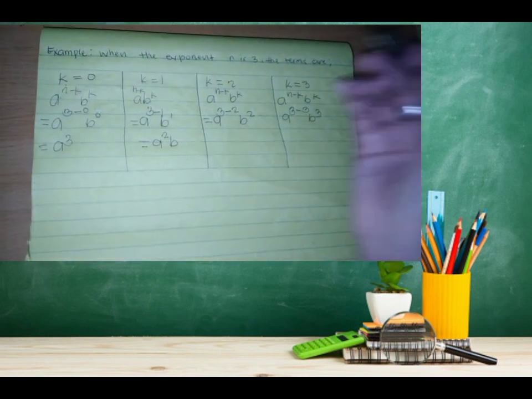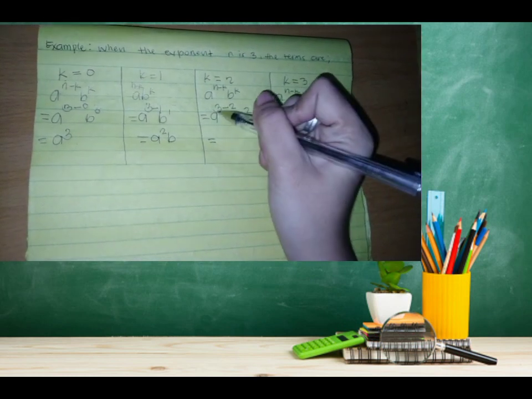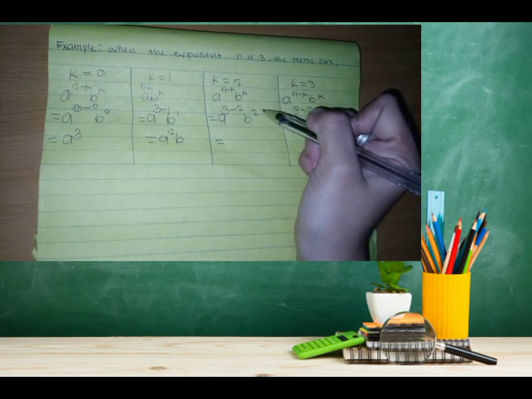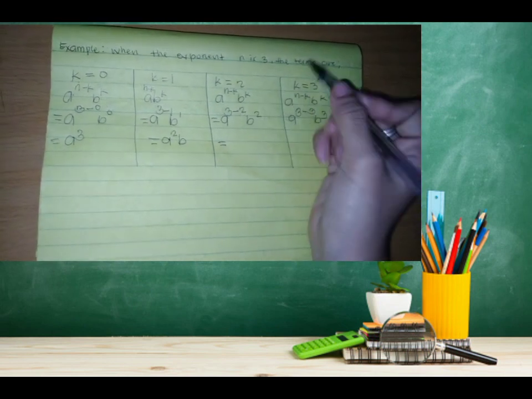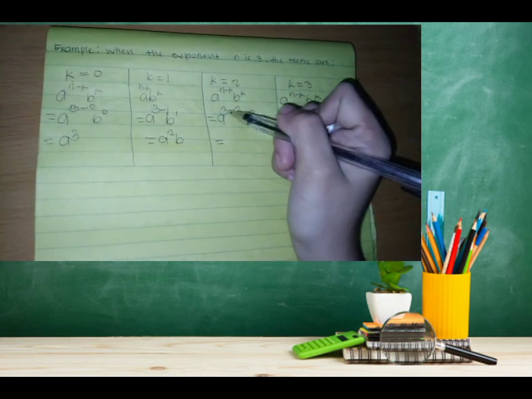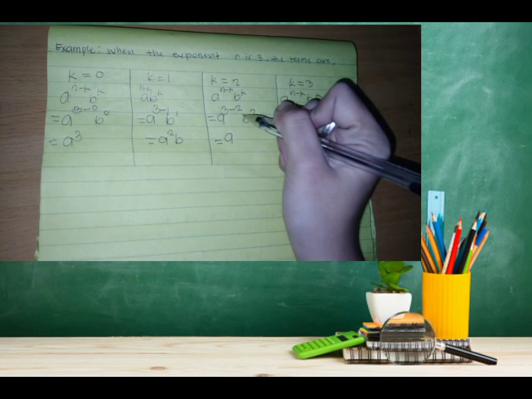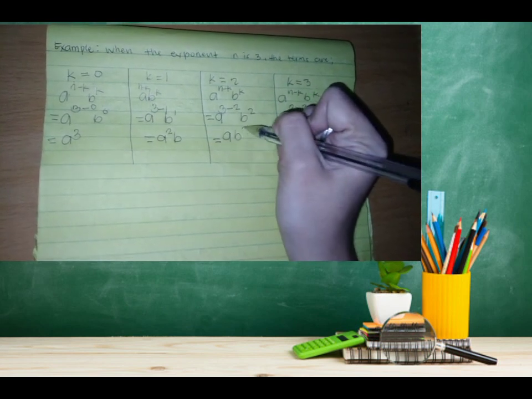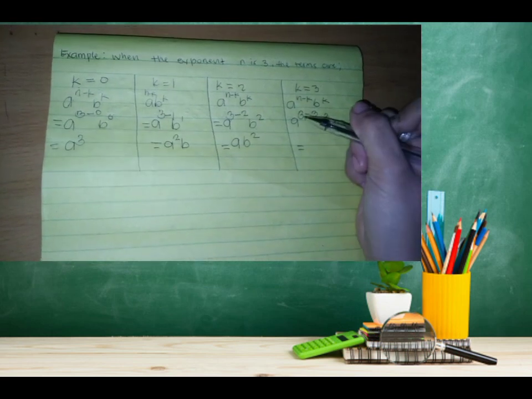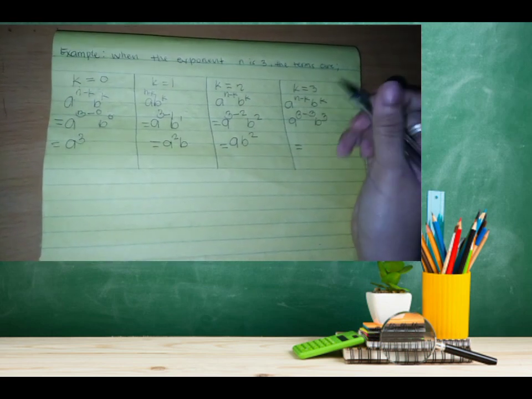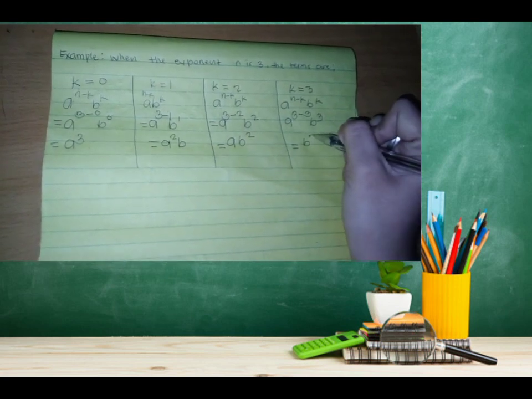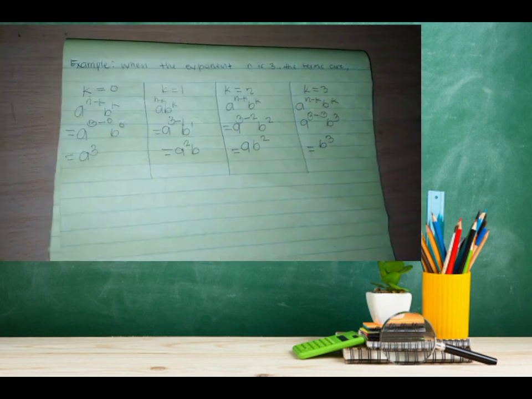So the third is write a, because 3 minus 2 is 1. So we bring down just the a. Then b to the power of 2. So the answer is a, b to the power of 2. Then the last is write b to the power of 3, because 3 minus 3 is 0. Then cancel out, and copy the b to the power of 3.